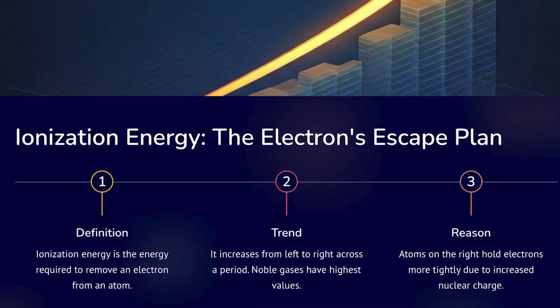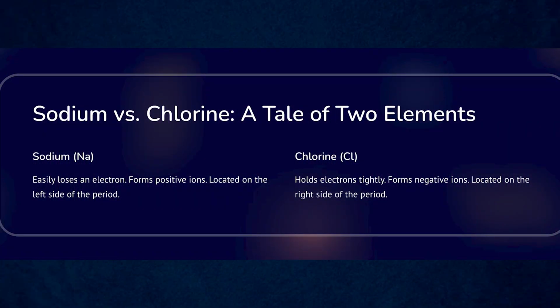Why? Because atoms on the right side of the periodic table hold on to their electrons more tightly, especially elements like neon and argon. For instance, it's much easier to remove an electron from sodium than from chlorine, which is just one element to its right. Sodium readily loses an electron, while chlorine is just one step away from being stable, like the noble gases.